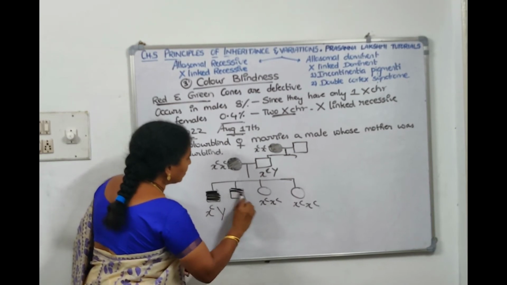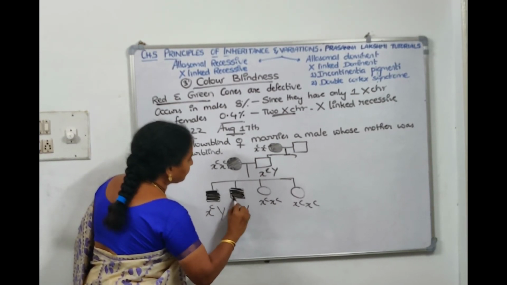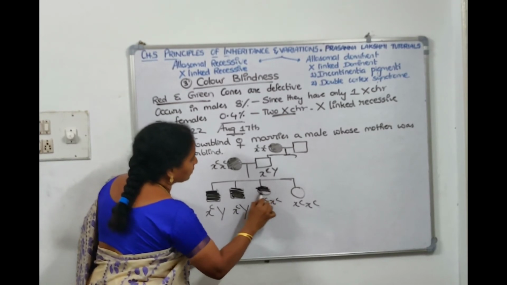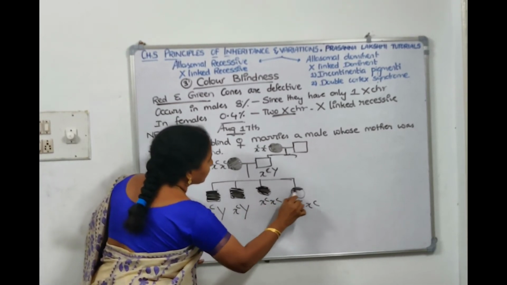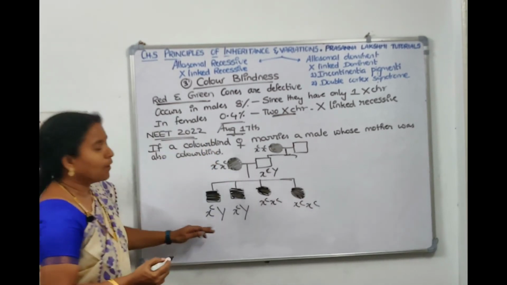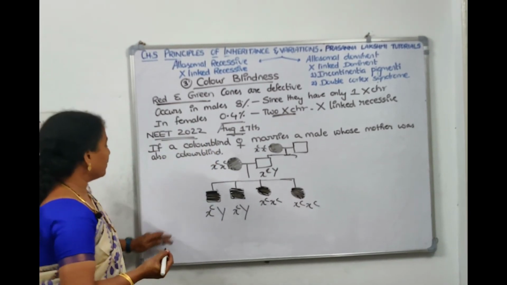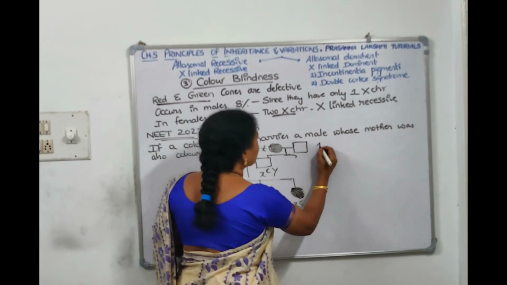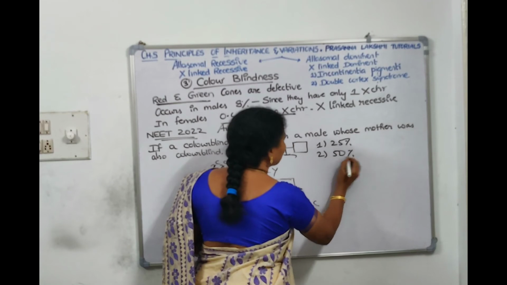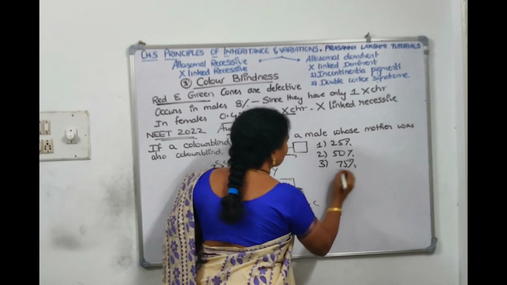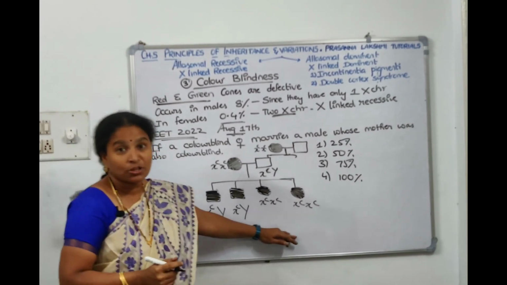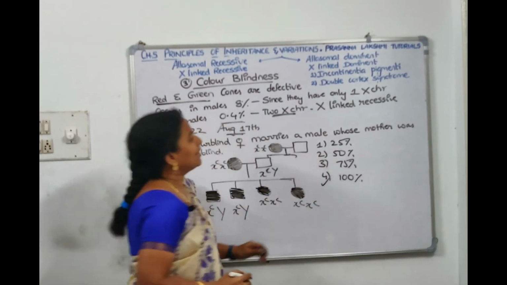Xc is there, meaning both the sons are affected. Here both are Xc, so the daughter is also affected, and the other daughter is also affected. Now when we draw the pedigree, our conclusion is all the children are affected. In the options, the first is 25% affected, second 50%, third 75%, fourth 100%. We have seen all children are affected, so the answer is 100%.